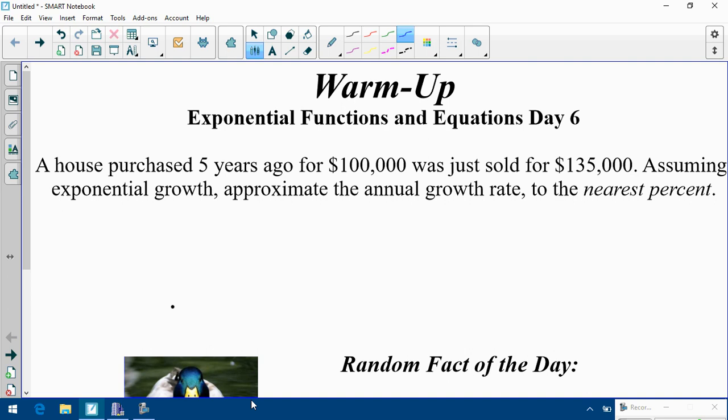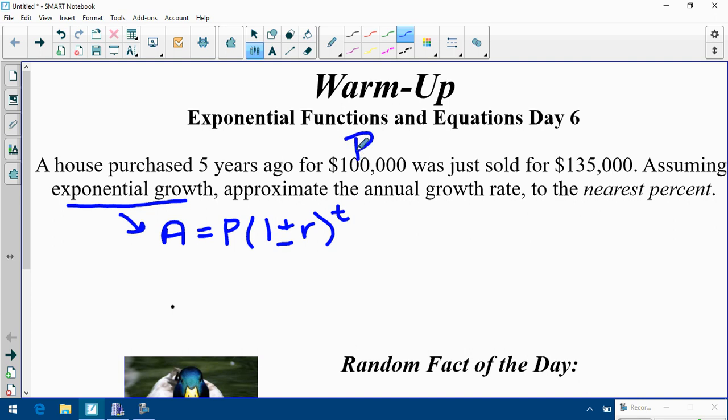Okay, so assuming you've tried it, let's see what we know here. It says assuming exponential growth, so there's no compounded or anything like that. That means I should be using the formula A equals P times 1 plus or minus R to the T. So what do we know? House purchased 5 years ago for $100,000 was just sold for $135,000. This is our initial amount, and this is our ending amount. And 5 years ago would be our T value. So we can put in 100,000 as our initial, and 135,000 as our ending.